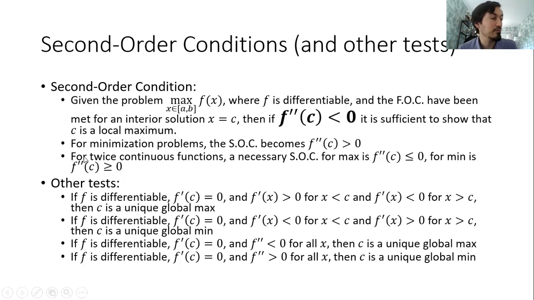By the way, I've also given you on this slide what the necessary second order conditions for maximization are. And they're actually very, very similar. The difference is f double prime of c could be less than or equal to 0. So if you take away the or equal to, it becomes a sufficient condition. If you add the or equal to 0, it becomes a necessary condition for maximization. And similarly for min, if you add the or equal to, it becomes necessary instead of sufficient.